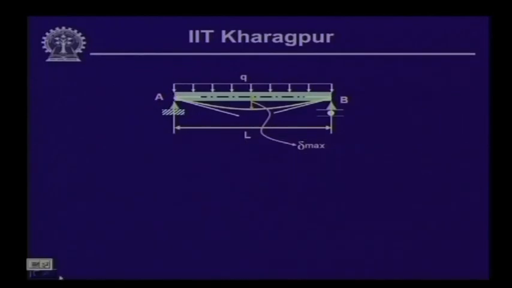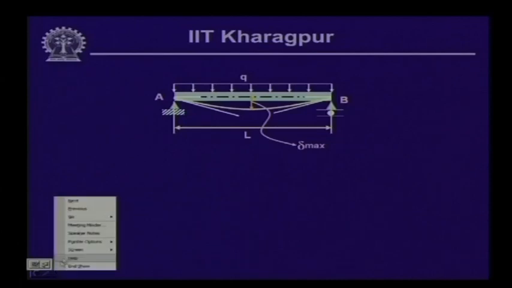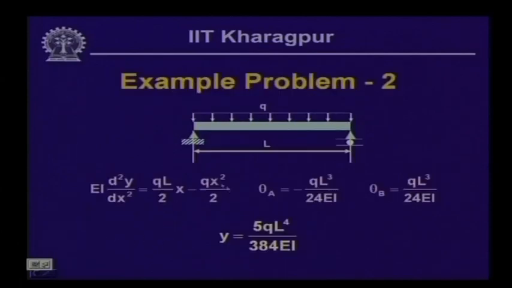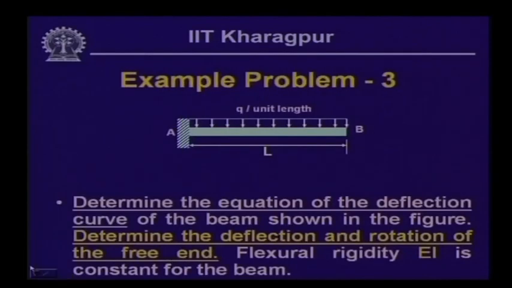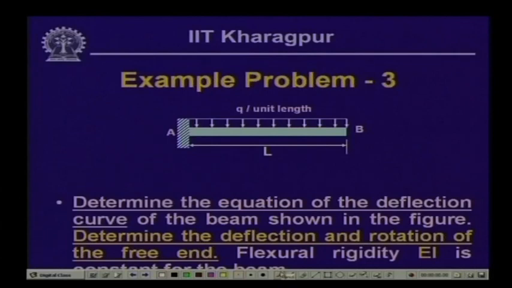So, this is the expression which we had used. If you look at qL by 2 x minus q x square by 2 for the bending moment, based on which we had obtained the values of deflection and the rotations. So, we can adopt either EI d2y/dx2 equals moment, or EI d4y/dx4 equals the minus of the loading.